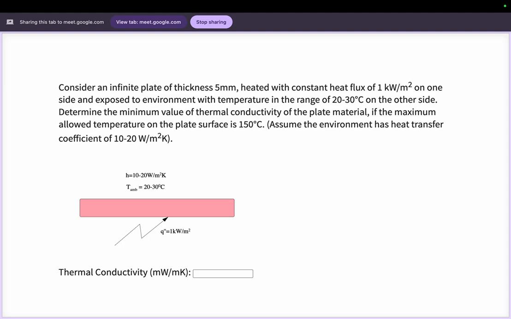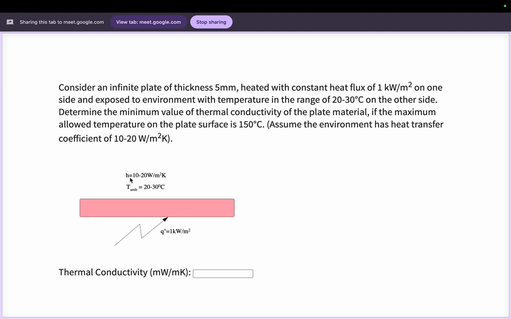I think you would have solved it by now. Can one of you tell me how you solved it? Only 166.7 milliwatt per meter Kelvin. Yeah, I would prefer to have the procedure as well, instead of just the answer. I've given a range of values.